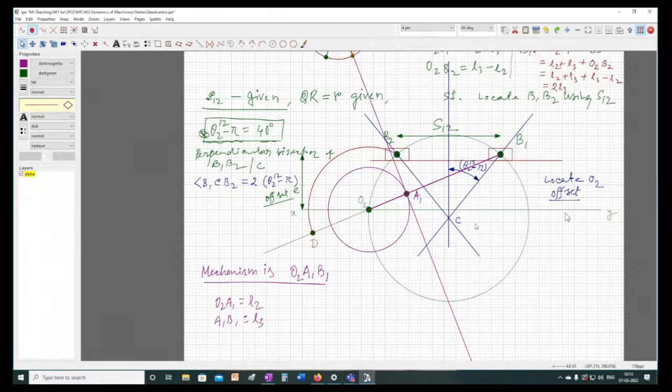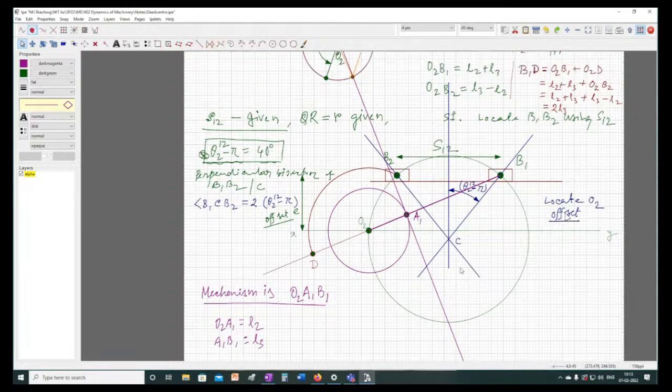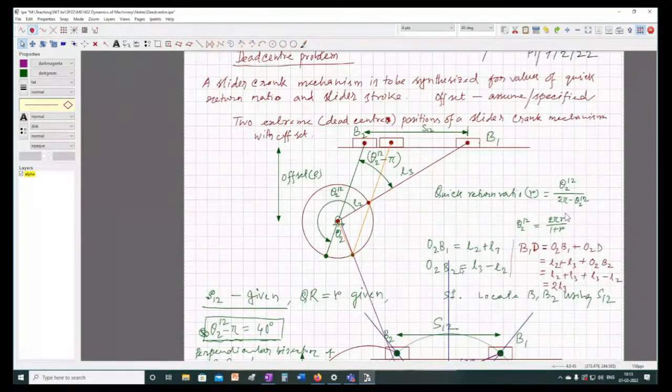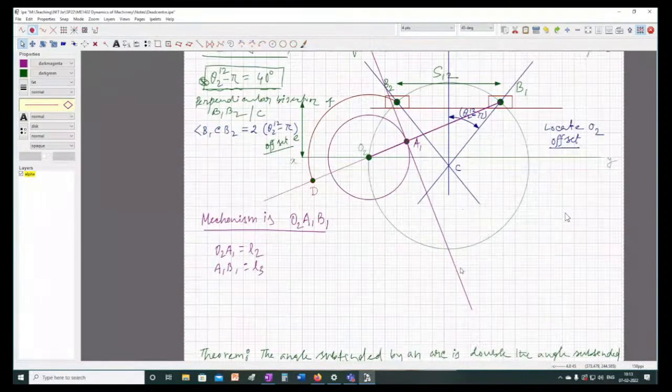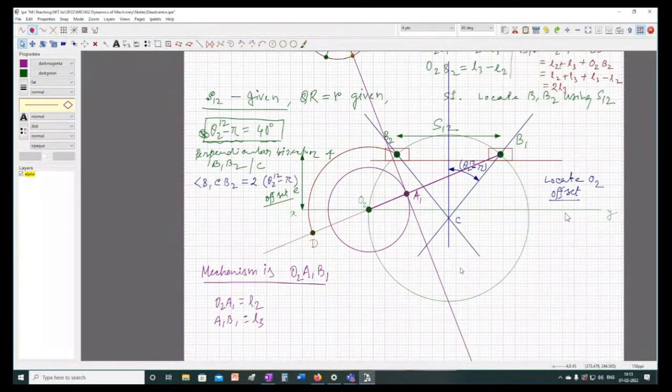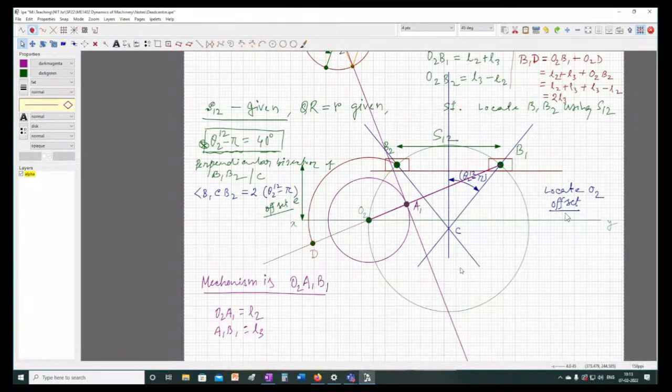Any problem? Is it fine? Do you have any doubt on it? How do we obtain this mechanism if the offset is not given? You assume some offset, 2 millimeter, 3 millimeter. Okay, sir, 0 is not possible, there will be some issue.